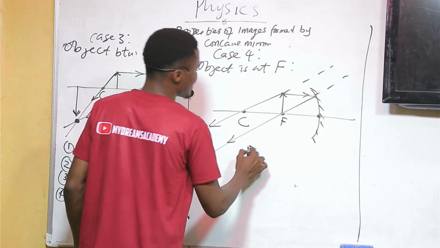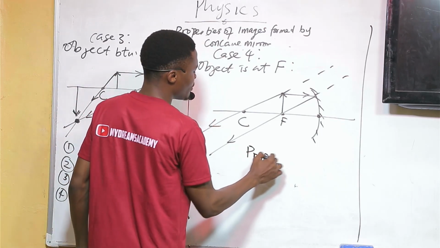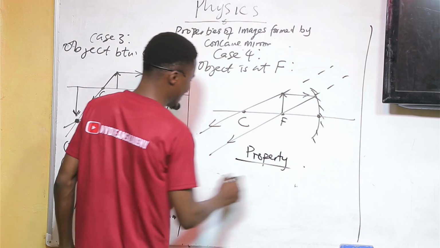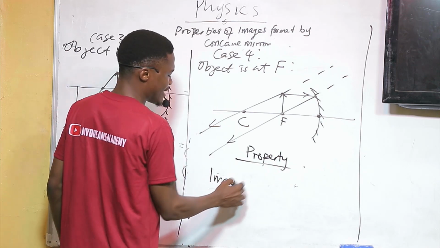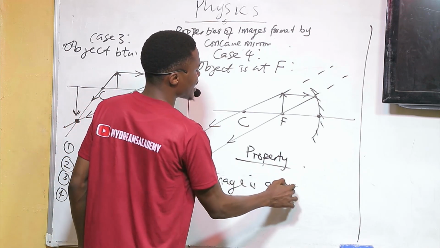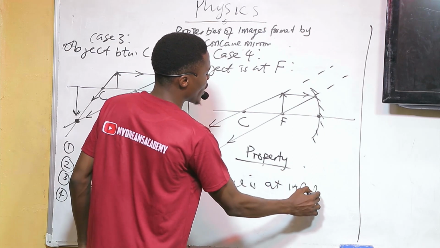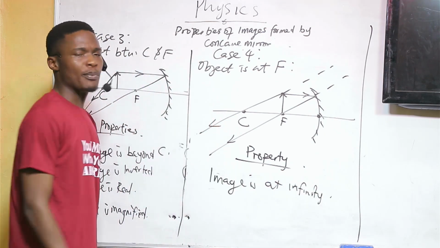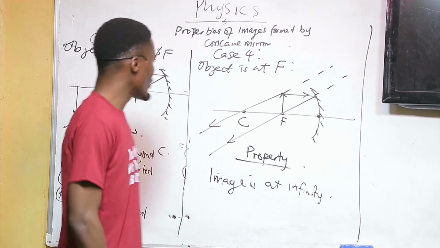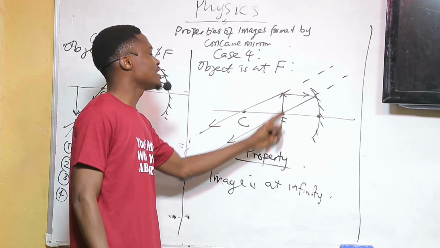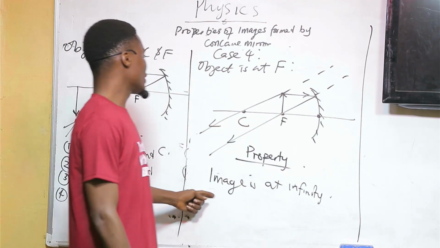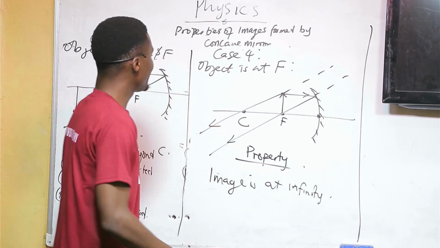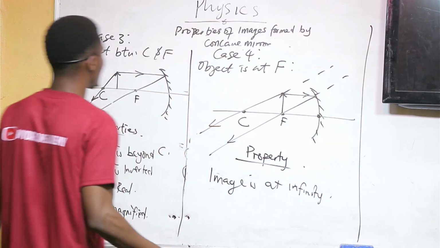But how do we write it technically? The only property here is that the image is at infinity. Don't forget that. JAMB will ask you this question: what is the property of the image formed when the object is placed at the principal focus? Know that the image is at what? Infinity. That is case 4.